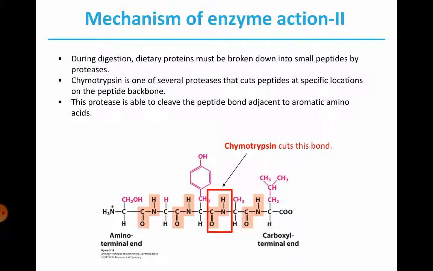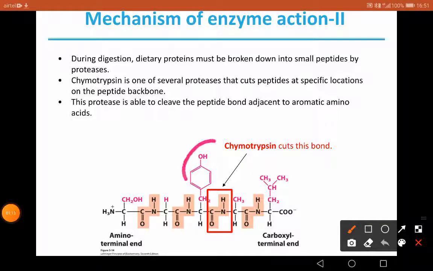We will see the residues of the active site that are present in the enzyme chymotrypsin, where these residues act, and what the products are. All these things we will look into in this session. During digestion, dietary proteins must be broken down into small peptides by proteases. Chymotrypsin is one of several proteases that cut peptides at specific locations on the peptide backbone. This protease is able to cleave the peptide bond adjacent to aromatic amino acids. So this we have to remember.